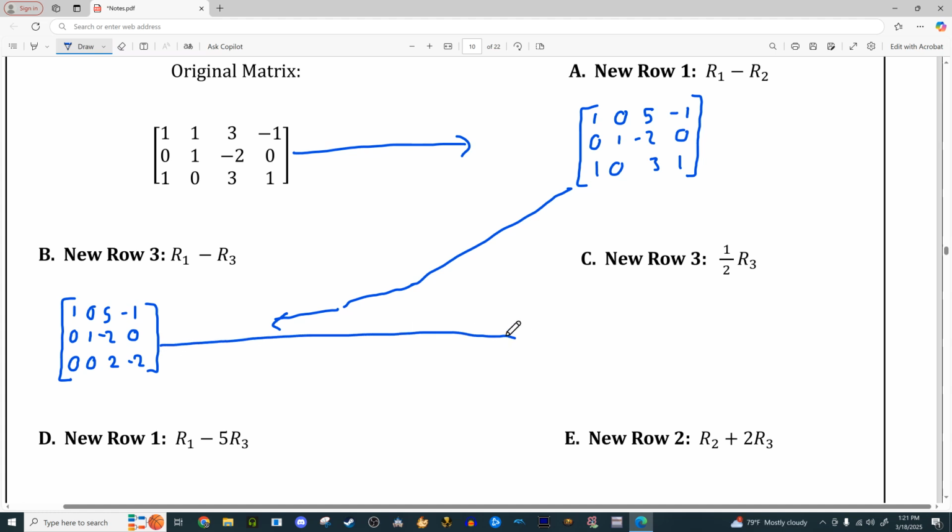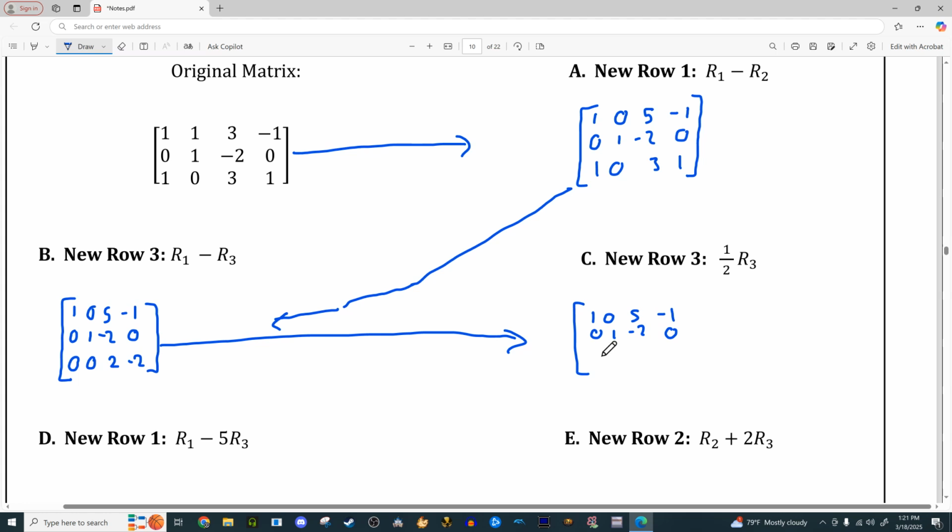We're now going to go to letter C. Letter C says we're making a new row 3 by just doing 1/2 of row 3. So that means my row 1 and row 2, I'm going to leave alone in this step. I'm going to copy them down. So I have 1, 0, 5, negative 1, 0, 1, negative 2, 0. And the only thing that's happening to this is my row 3, I'm going to be multiplying by 1/2.